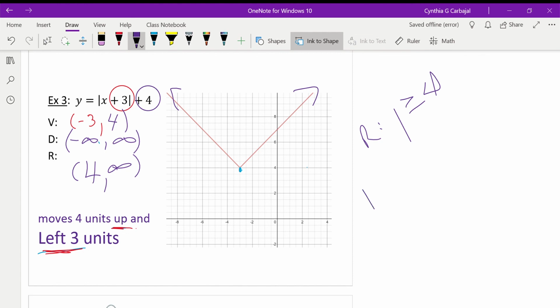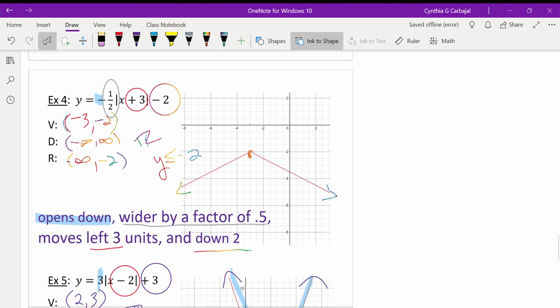Our axis of symmetry, AS, is the line that cuts it down the middle. That would be here, where the x value is -3. So then x equals -3 is our axis of symmetry.